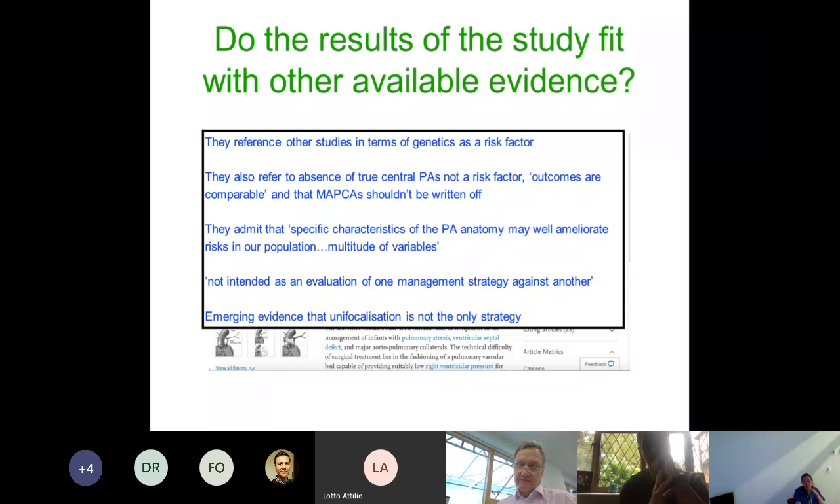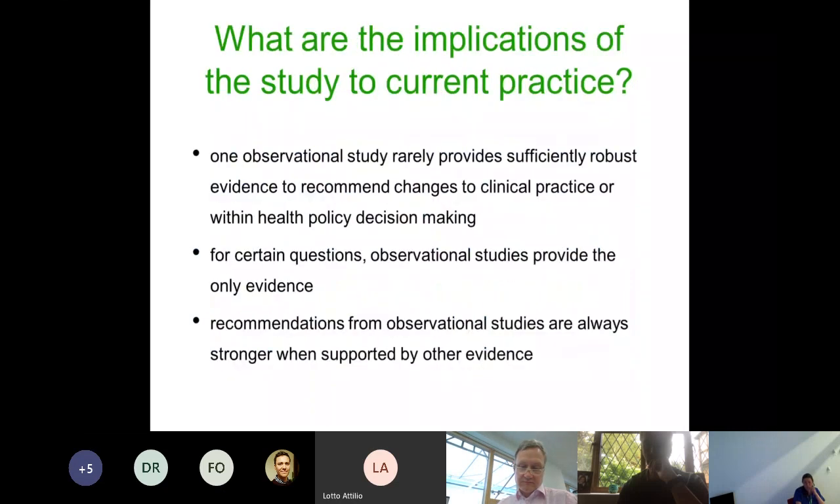And so I think it is fair to say that yes, if you have a more favourable population, more of them are going to have a single stage repair, more of them are going to have complete unifocalization. But they do mention that in this piece of work they're not trying to evaluate one management strategy against another. They're simply reviewing their own practice and sharing their experience. But as I said, there's emerging evidence that unifocalization is not the only strategy out there, and some, particularly this Australian group, feel pretty strongly that unifocalization of MAPCAs is not of benefit, and that they do not grow well, and that you have lots of issues with thrombosis and stenosis later down the line.